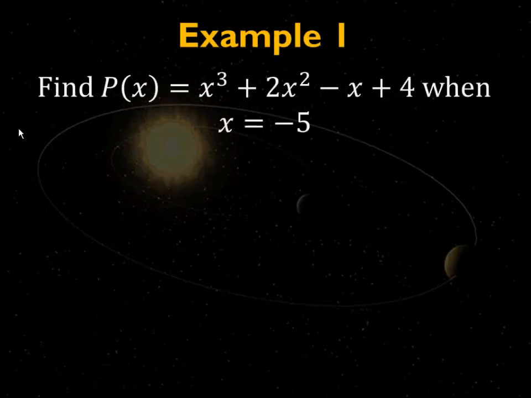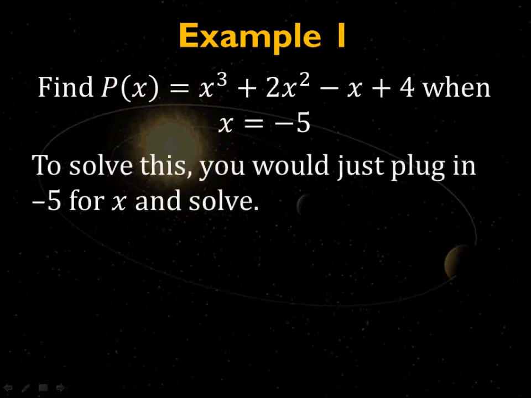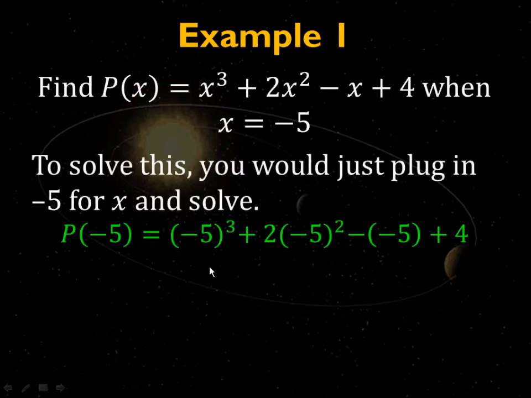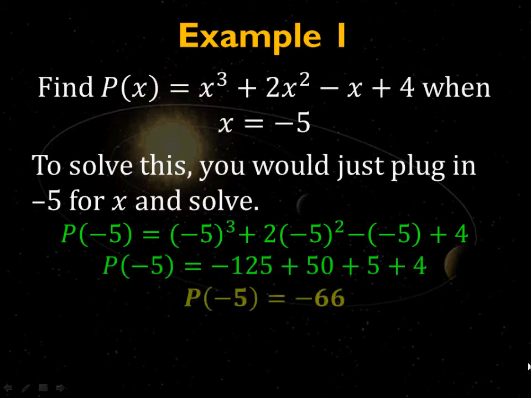So let's take a look at example 1. Find p of x equals x cubed plus 2x squared minus x plus 4 when x equals negative 5. Now if I wanted to know what p of negative 5 was, all you would have to do is take this negative 5 value and plug it into x and solve for p of negative 5. So you plug in negative 5 for x, and if you simplify it, you end up with negative 66. Now, there are other ways to do this, and we're going to be using synthetic substitution to do that, and we'll show you how to do that.